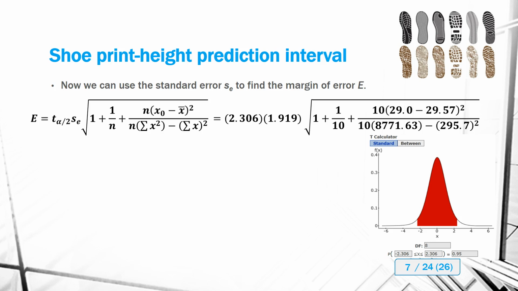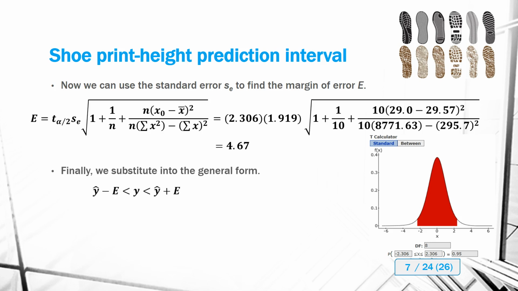If I sum all the x values together and then square that sum, I get 295.7. And then if I square each of the x values and then add them together, I get 8,771.63. So punch this out on the calculator, and out comes 4.67. Now I have everything I need to substitute into the general form for the prediction interval.